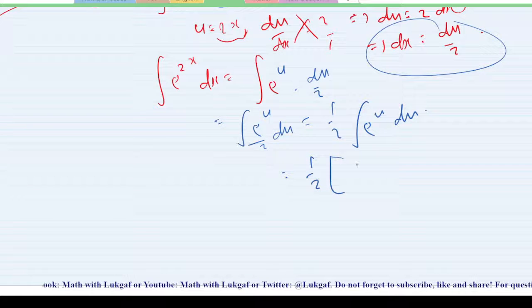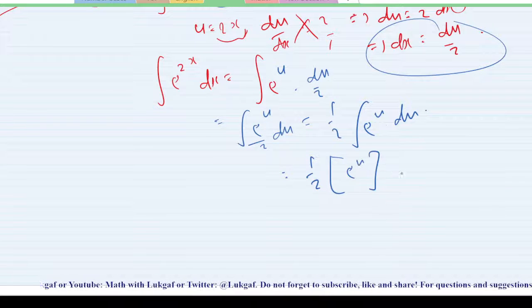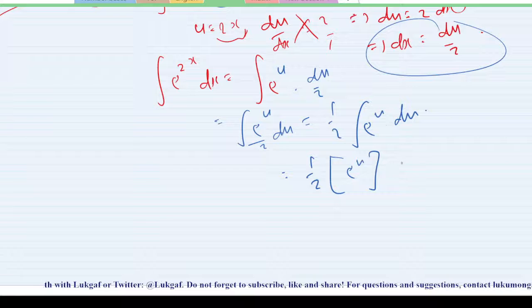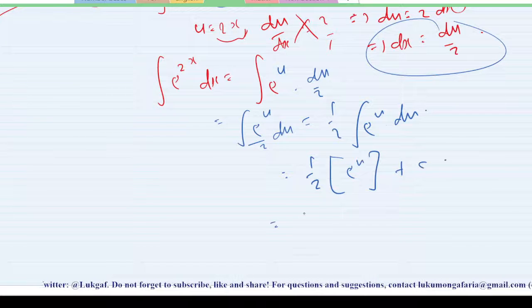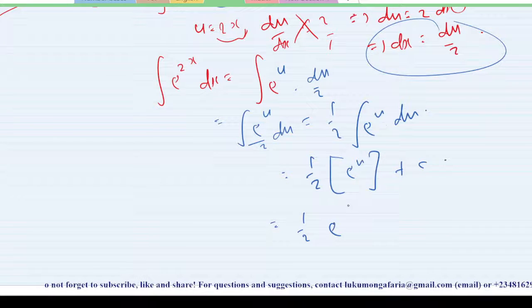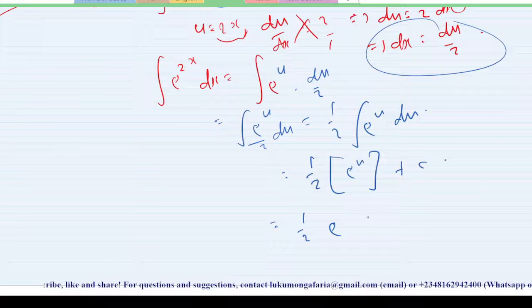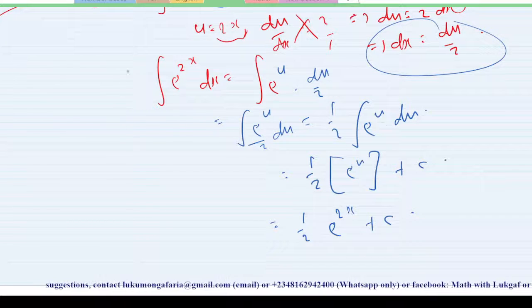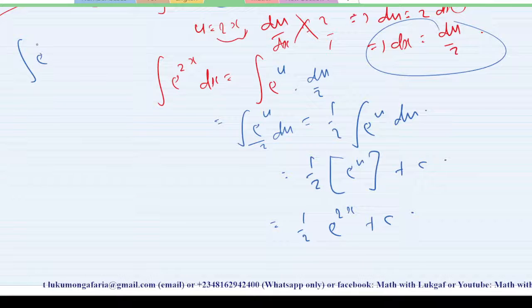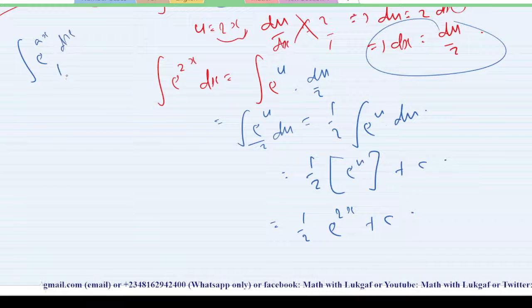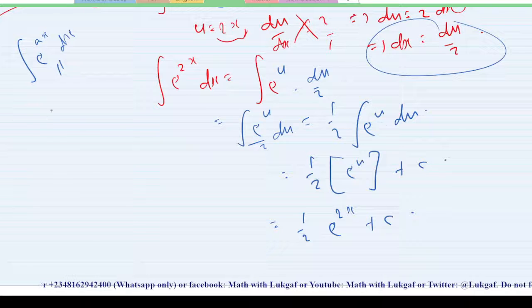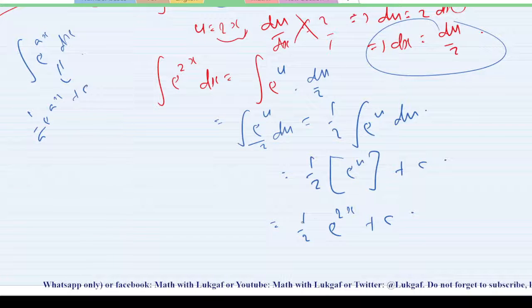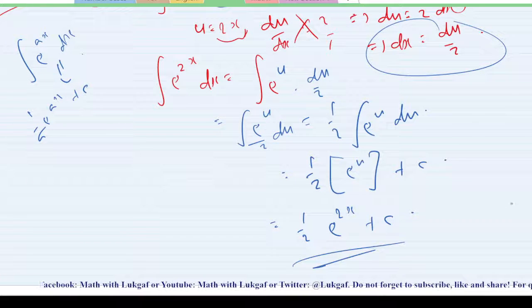So what is the integral of e raised to power u? It is also e raised to power u by the standard integral, then plus c. Then you have half, and your u is what? 2x plus c. That's why I said in your standard integral that when you have the integral of e raised to power ax dx, don't stress yourself, your result will be 1 over a e raised to power ax, which is what we've done here.